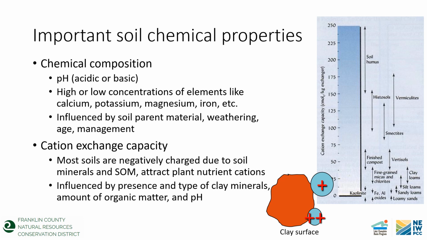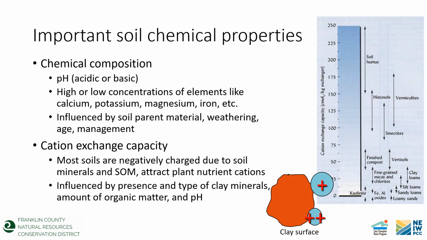In terms of chemistry, we also care about nutrient concentrations in a soil, particularly the plant's essential nutrients like calcium, potassium, magnesium, and iron. Soil chemical composition is influenced by many different factors, including soil parent material, how much it is weathered, which will result in acid production and eventually leaching of nutrients, and then also how a soil is being managed, particularly with respect to amendments that influence pH and nutrient content.